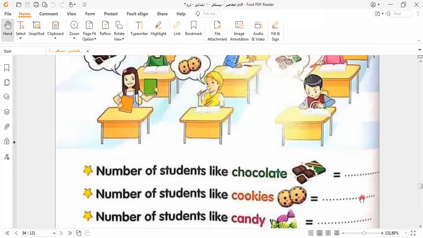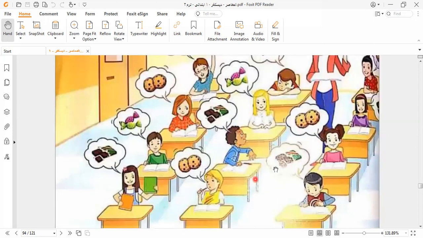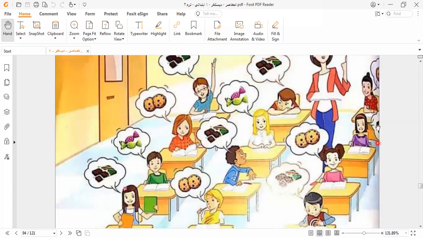Okay, let's go to answer this activity. Number of students who like chocolate. Which one? 1, 2, 3. I think it's chocolate only.